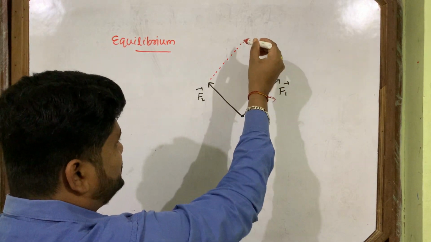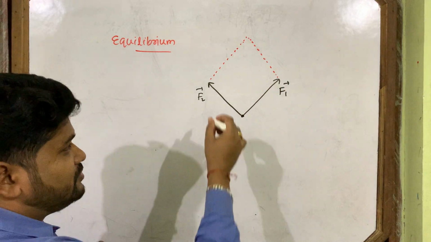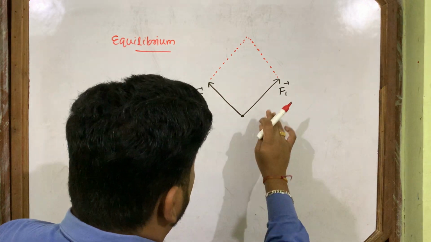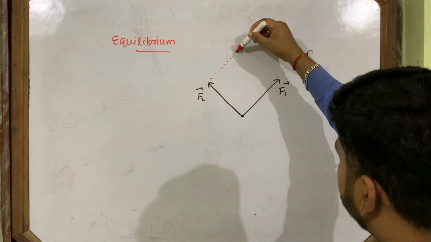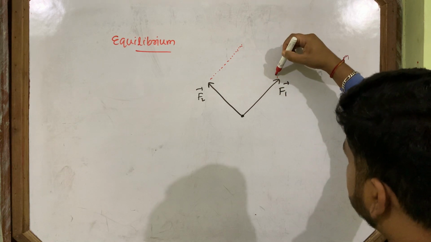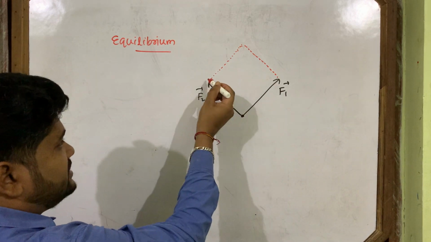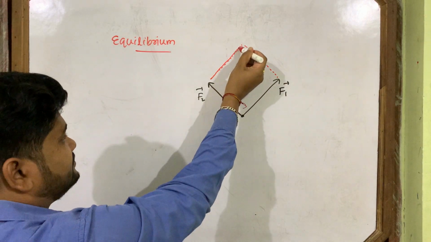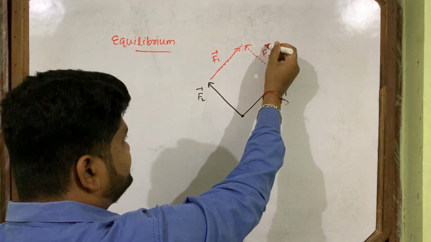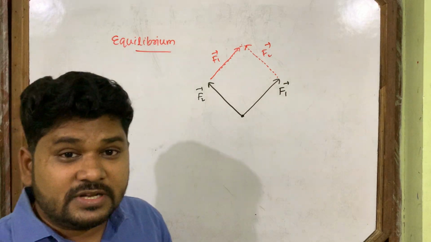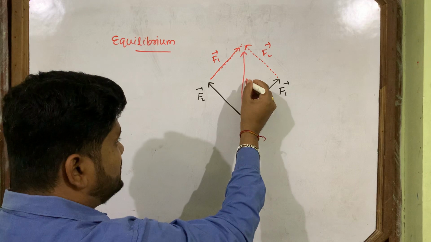As I have told you, we have to construct one parallelogram. It's not looking like a parallelogram, but I have to construct one. If this vector is F1 and this vector is F2, which one is the resultant? The diagonal starting from their common point. This one is the resultant.